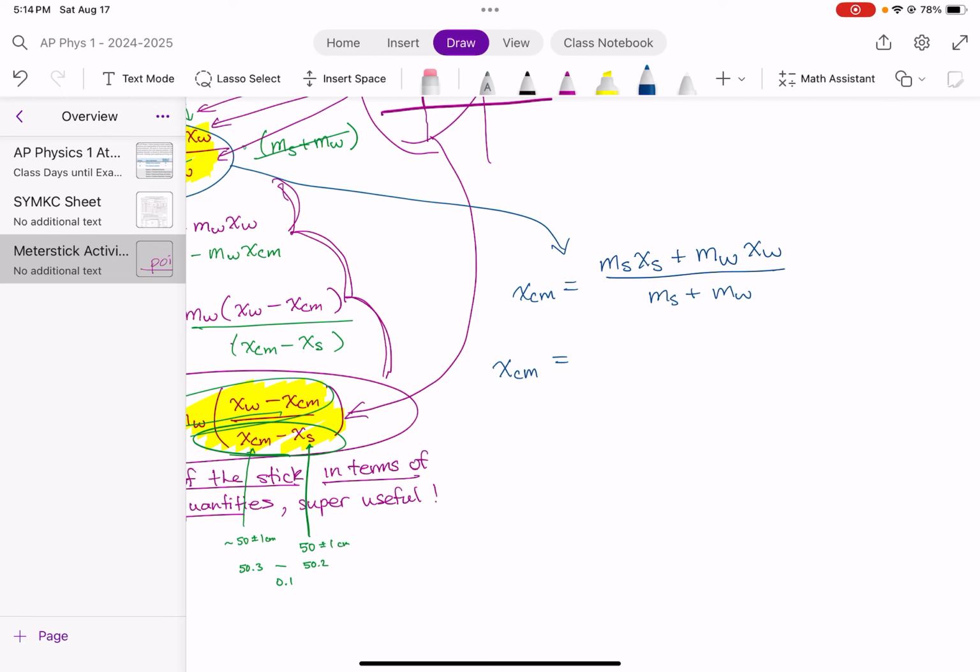And mathematically, we could write the exact same thing, maybe more like this. Essentially what I'm doing is dividing through each term in the numerator by the denominator. And I'm going to put xw out here. That's the same thing as putting it inside, but I'm just putting it out there for visual purposes. Then we've got plus mass of the stick, position of the stick, over ms plus mw.